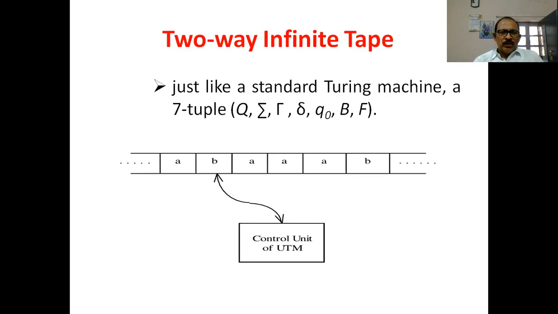Next is the two-way infinite tape. Two-way infinite tape Turing machine is the same as a standard Turing machine with two conditions. The tuples are Q, sigma, gamma, delta, q0, B, F, and there is some condition on the transition function. In this figure, you can see the tape is infinite in the left direction and also infinite in the right direction. This is the control unit of the Turing machine, and this is the tape head.